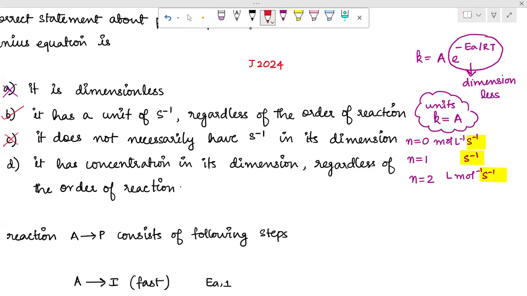D, it has concentration in its dimension regardless of the order. Okay, that's not true because in the first order, you don't have any dimensions of concentration. So the correct answer is option B. See, this question was asked in June 2024, a statement type question.